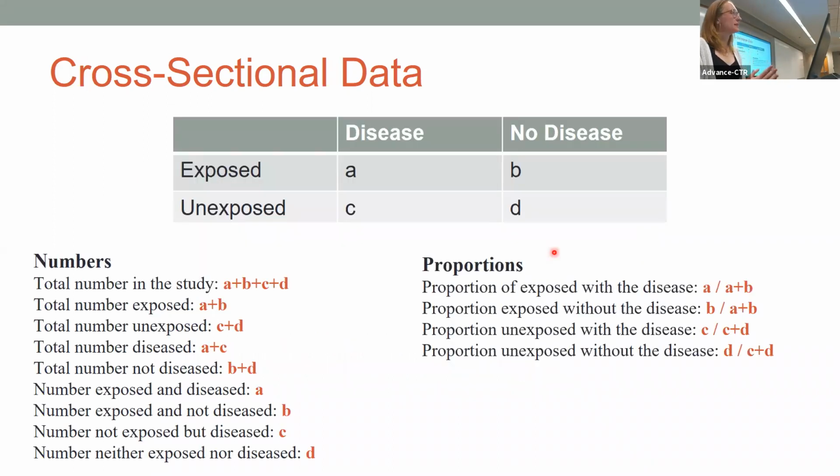I presented this same slide in the intro lecture as well, but I'll give you a second to look at it. This is just a short list of the numbers that we can generate from this table alone. For example, the sum of these four numbers is going to be the total number in our study, our sample size. The total number exposed is going to be the number exposed with disease and the number exposed without the disease, A plus B. And there are also all these other numbers that you can calculate from this table.